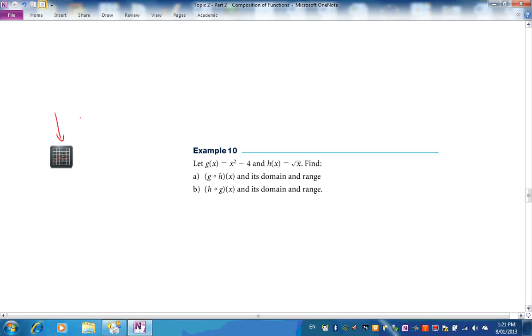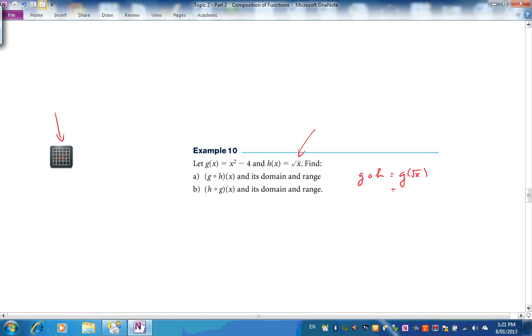Okay, so here we have two functions. G of X is X squared take 4 and H of X is root X. Find G of H of X and its domain and range. Okay, G of H of X. So that means G has to operate on H, which would be G done on root X, because H is done first and G is operated on it.